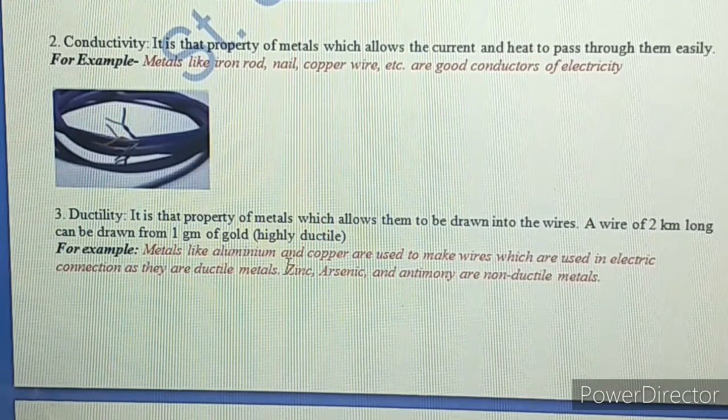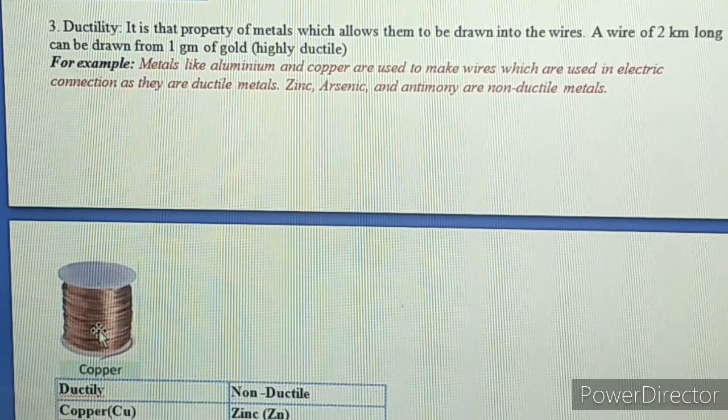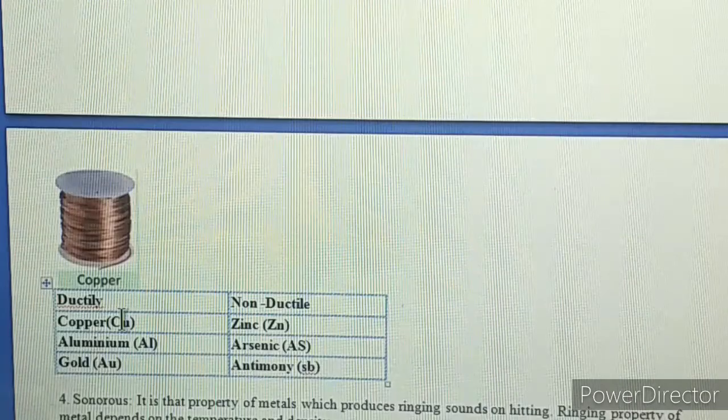These are exceptions, children. A question can arise: write any two metals which are non-ductile. So you have to learn that zinc, arsenic and antimony are non-ductile metals. And this is the picture of ductility, where metals are drawn into wires. It is a copper wire which is shown.